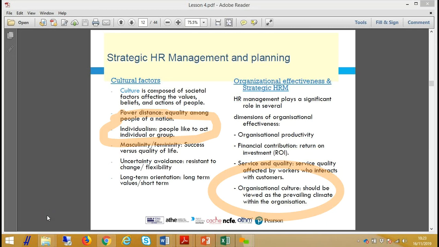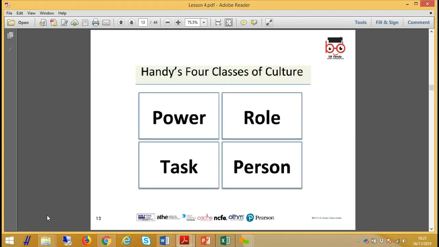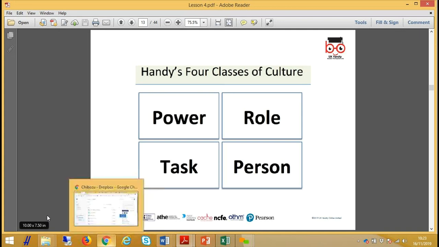So there are also different types of organizational culture. This is by Charles Handy, a very popular model that identifies 4 common types of organizational culture. The power culture is a culture that is very much focused around organizational power and control, and you have a strong leadership in the organization.